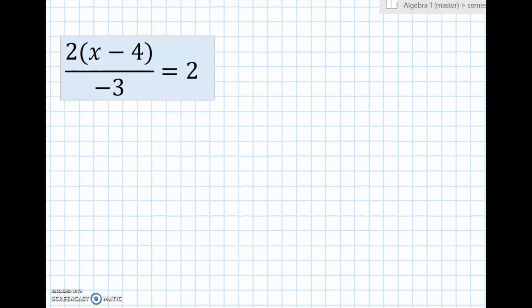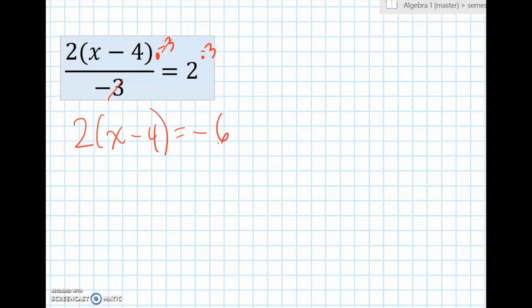Last one, last type of question on your quiz is multiple steps. There are a few ways you could do this. You could distribute first. You could multiply first, and I think multiplying first probably is the easiest way to go, to kind of get rid of the fraction like we were working on. So if I multiply both sides by -3, that's going to undo this -3 divided by -3. So I'm left with 2 times x minus 4 quantity equals -6.